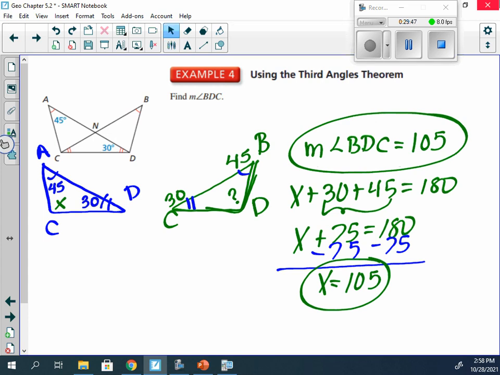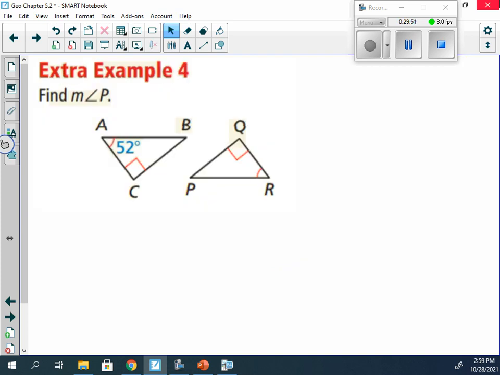Any questions on this here? We have two left, guys, this one and the next one. So here we want to find the measure of angle P. Now Q and C are both 90 degrees because they are both right angles.